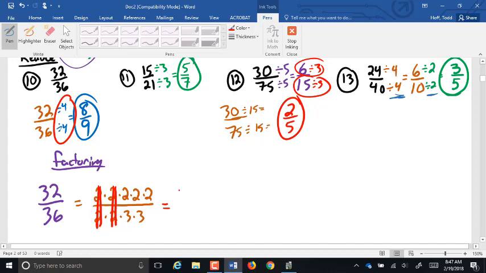What's 2 times 2 times 2? 8, and 3 times 3? 9. So there's my reduction, 8/9.